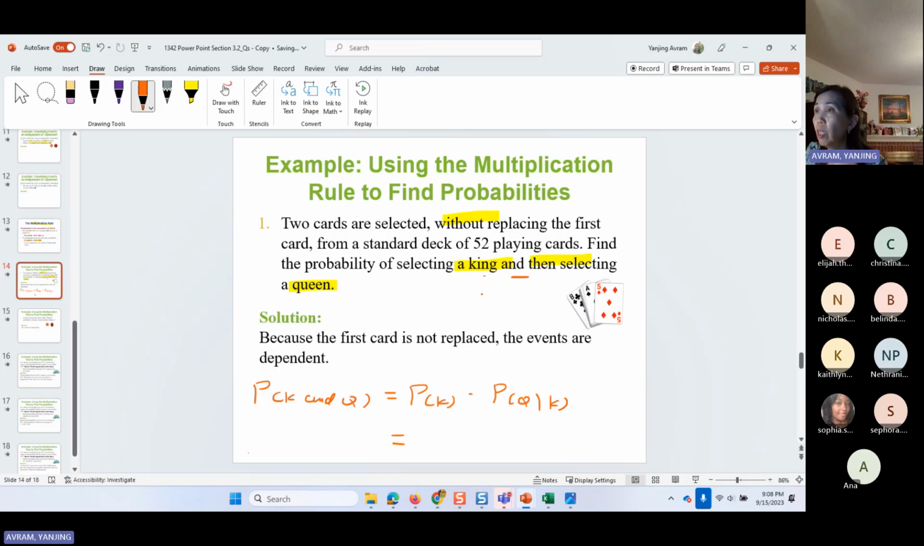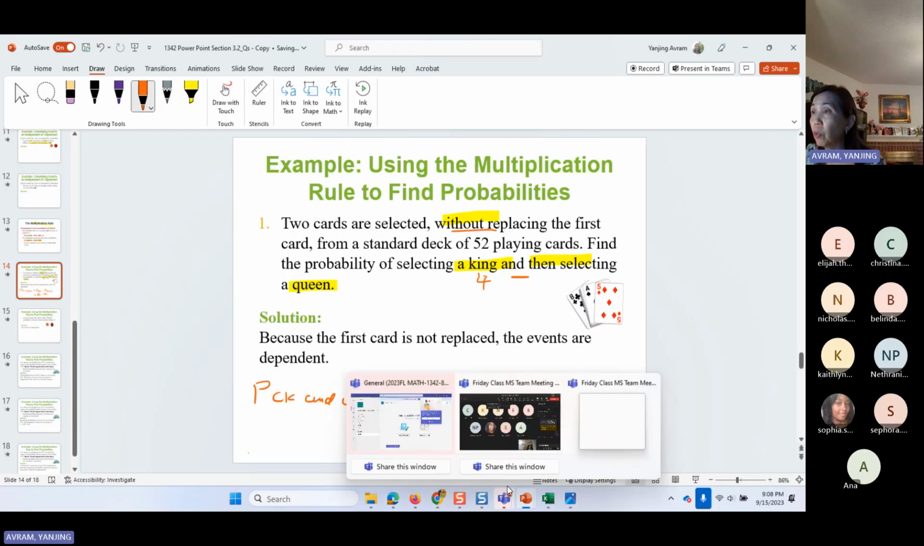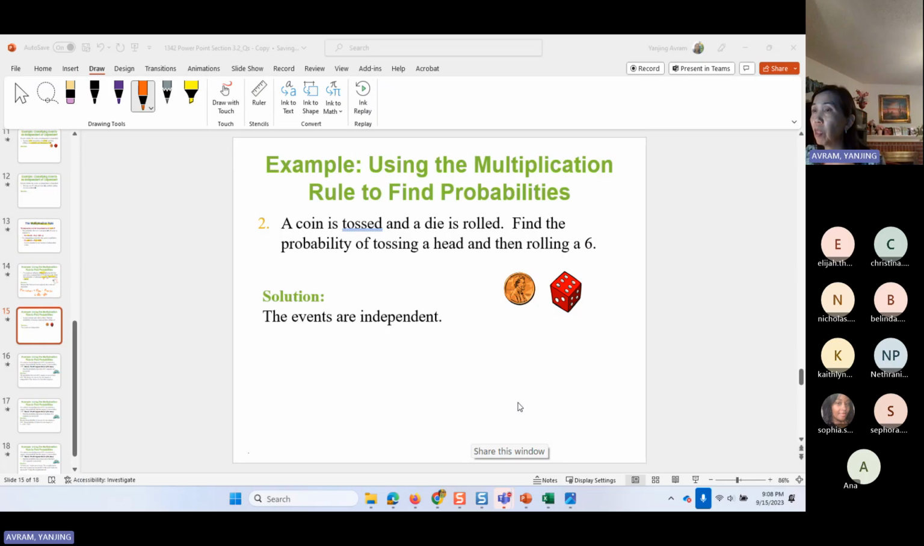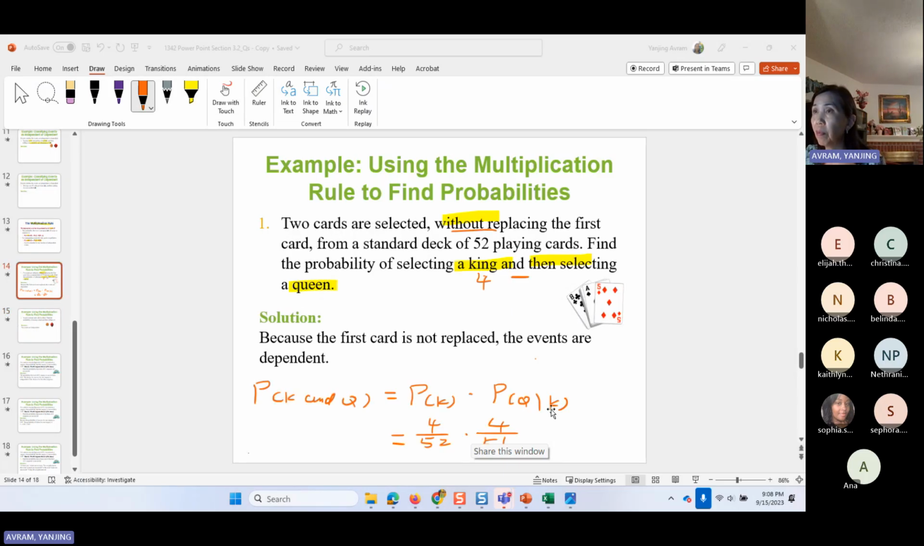We know there are 4 kings there, so the probability of selecting a king here is 4 out of 52. For the probability of selecting a queen, we also have 4 queens, but given the king is already out, without replacing the first one, we only have 51 left. So that is how you do this one. That is called a dependent event.